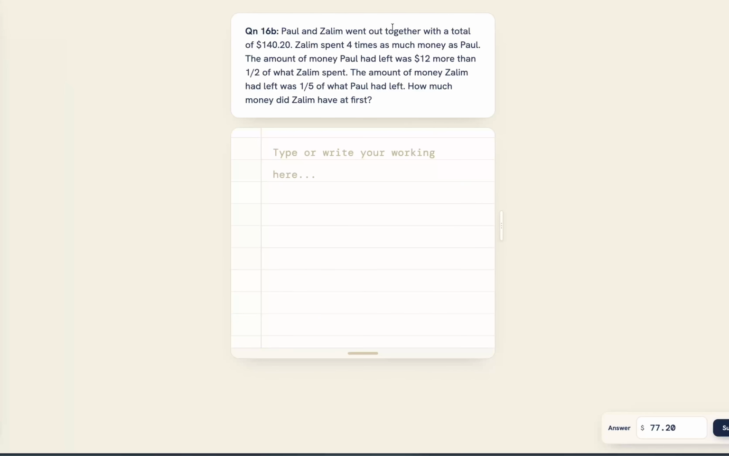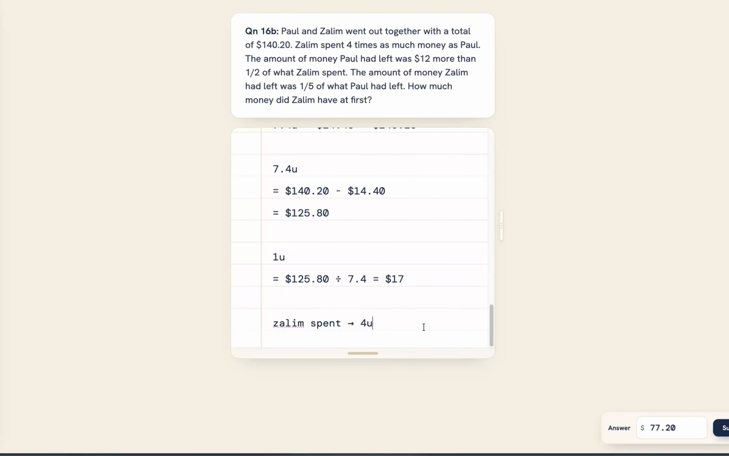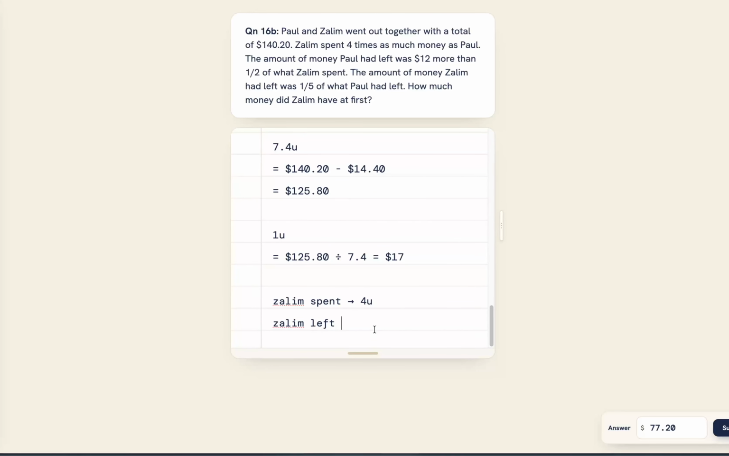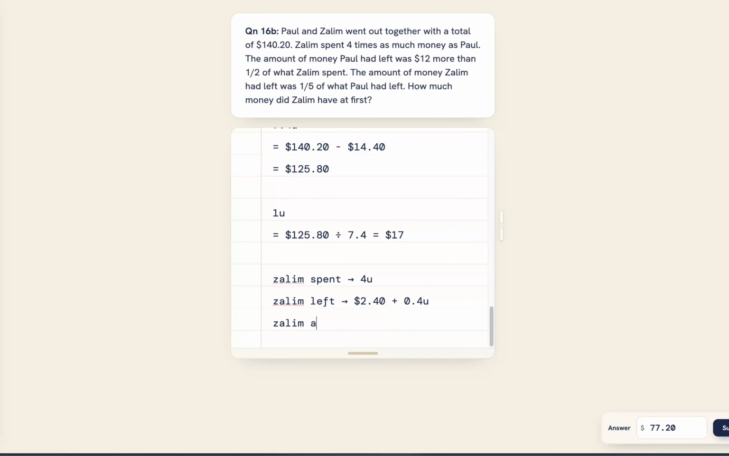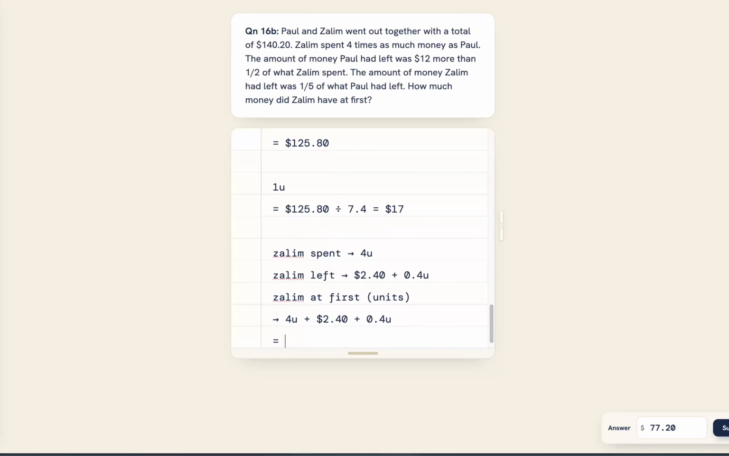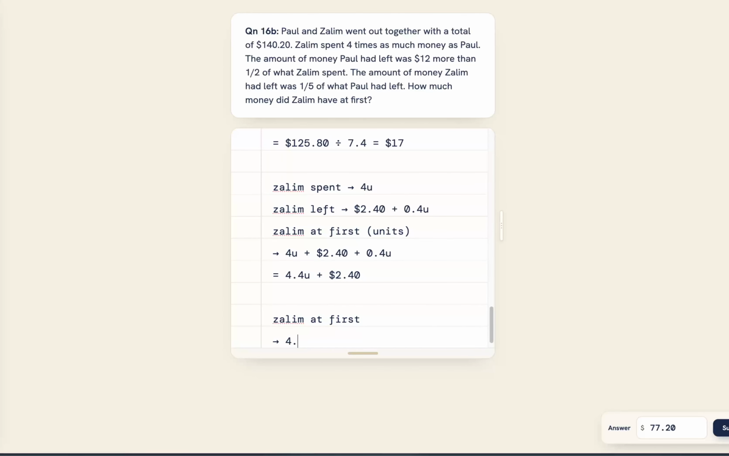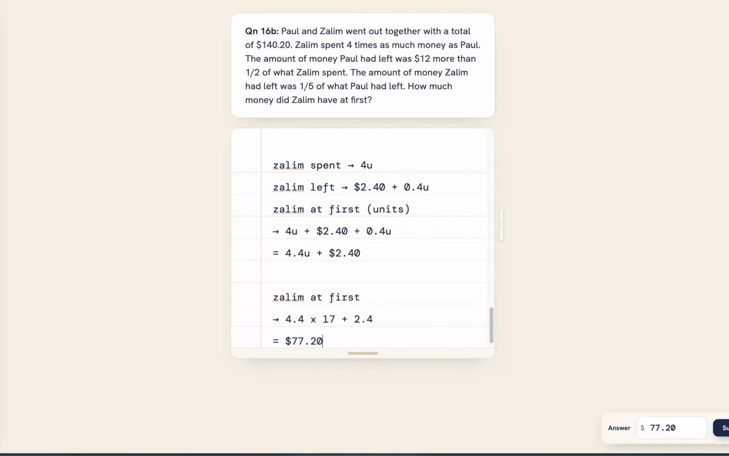There you go. So that's the answer. For part B, how much money did Zalim have at first? So we know Zalim spent 4 units and Zalim left is $2.40 and 0.4 units. So Zalim at first in units would be equal to 4 units plus 0.4 units, which is 4.4 units, plus $2.40. So Zalim at first in terms of money would then be equal to 4.4 times 17 plus 2.4. And this will give us $77.20.